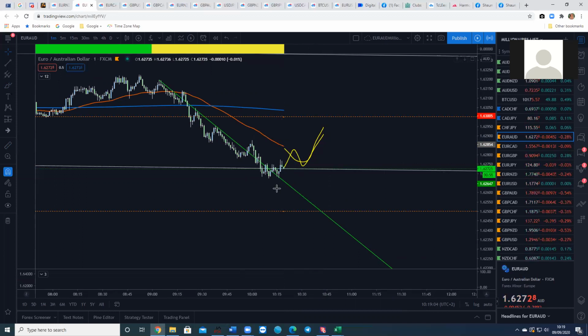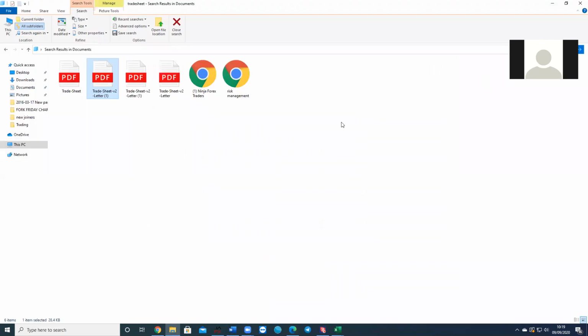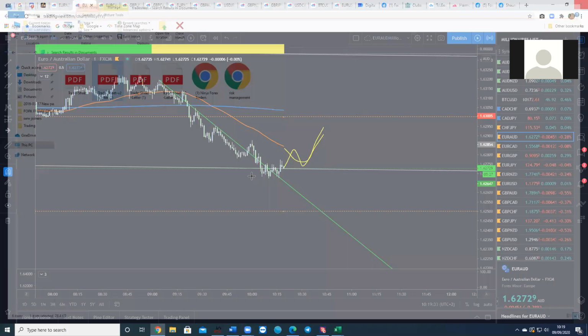Let me just remind you of our documents. Here's your confirmations, the trade sheet. Must have a pitchfork touch, and then at least 2 of these: quarter theory 62, the 1 minute break and retest, a channel touch, or the fib on the 88.6 or the 61.8 preferably. So always have that for any trade that you are doing.